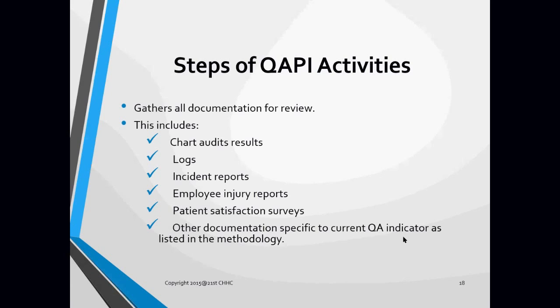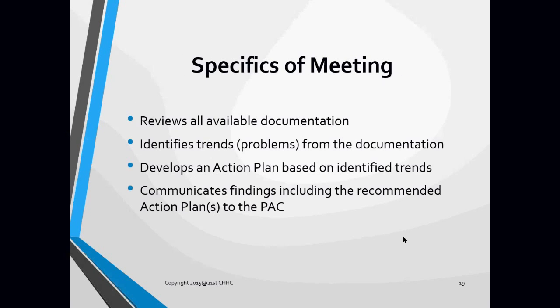So they're going to review all of the available documentation, and what the committee is looking for in the documentation are what we call trends or problems. You know, did we have 4 patients that developed symptoms? Items that occurred more than once should be considered a trend, and there should be an action plan developed based on that.